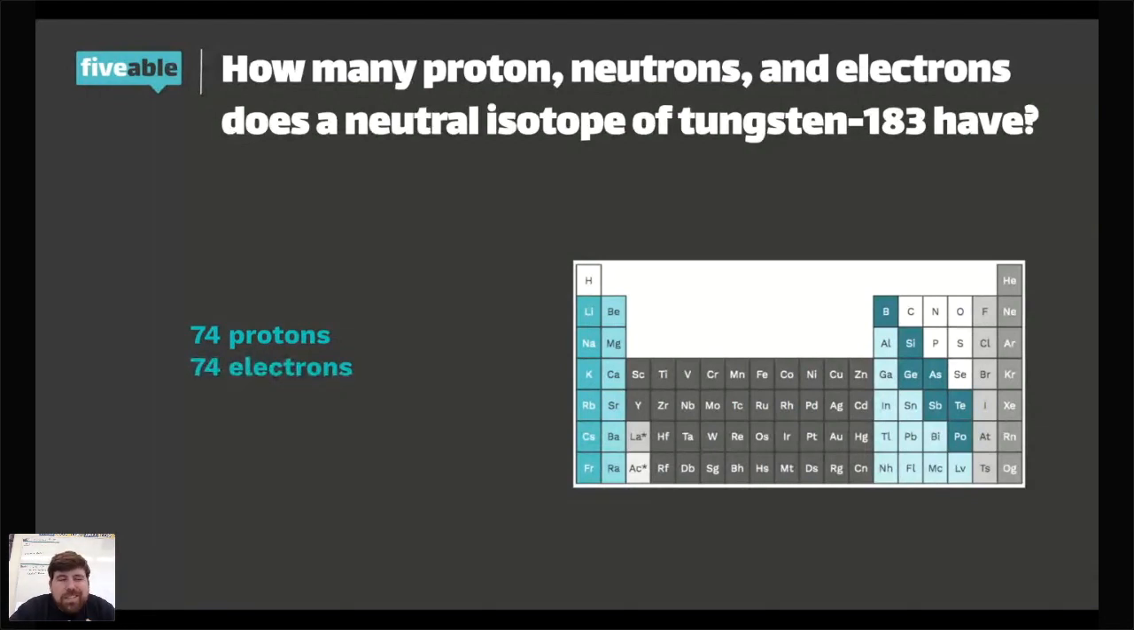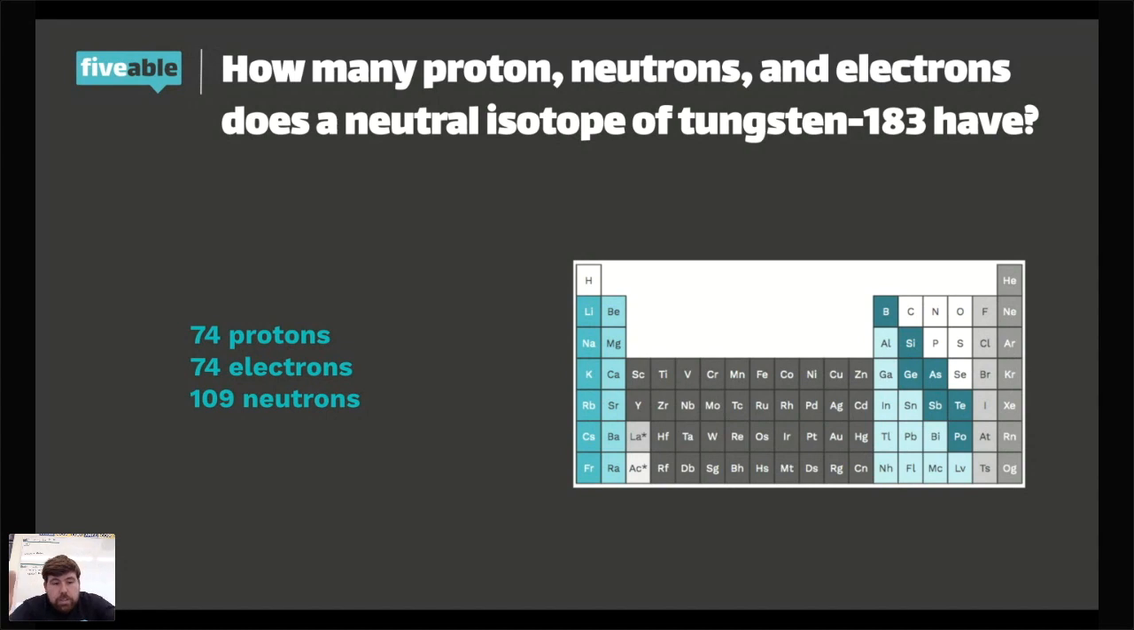Mass number is not the same thing as mass. Mass number is just the number of protons and neutrons this thing has. So if we sum up the numbers of protons and neutrons, it will equal 183. Therefore, to find the number of neutrons, all you have to do is subtract those two numbers. So it's 183 minus 74, which is 109. So tungsten 183 has 109 neutrons.